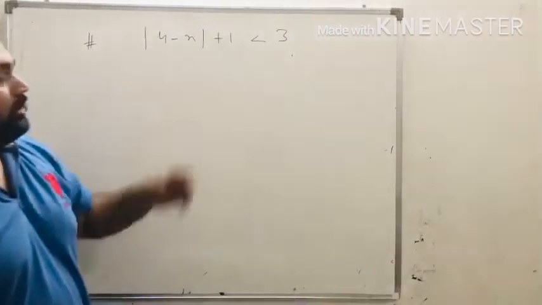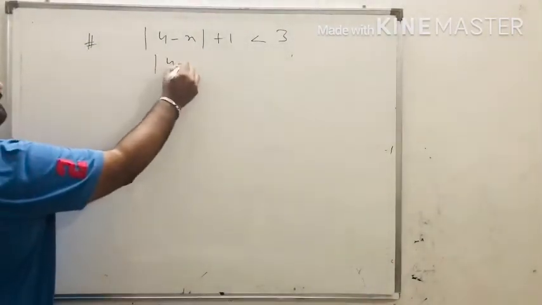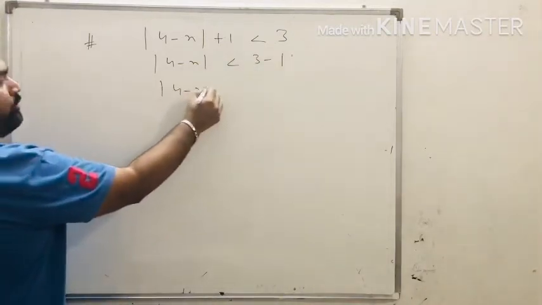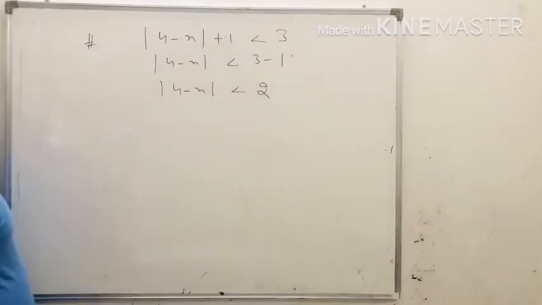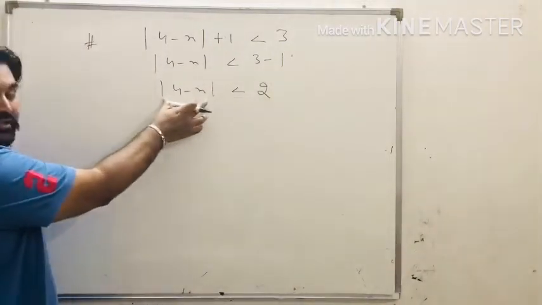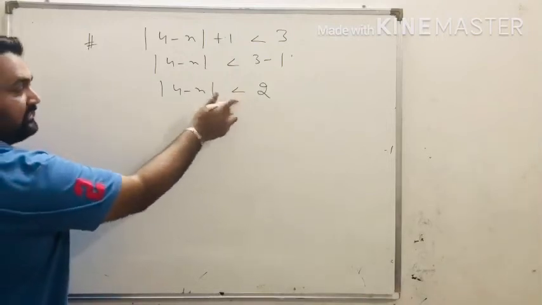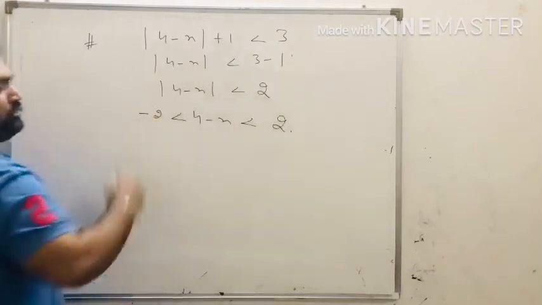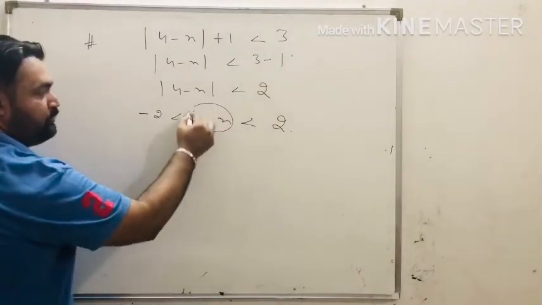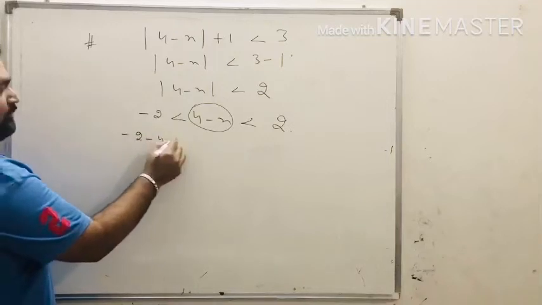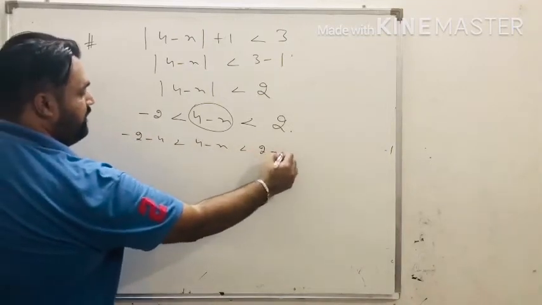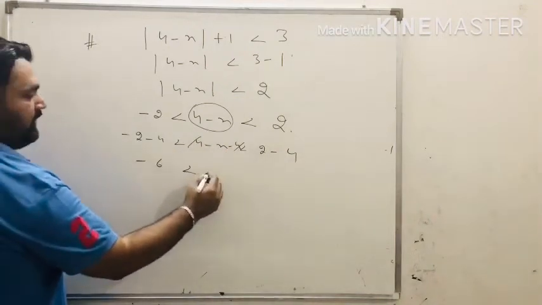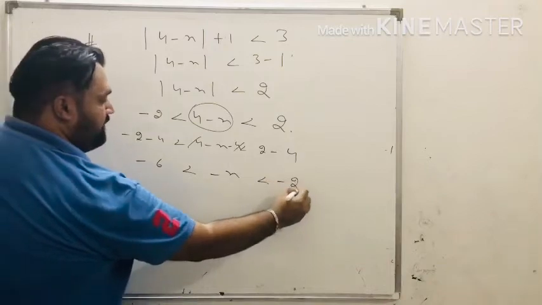So this is the next question related to the modulus function. In this question, first of all, we will shift the plus 1 to the other side. 4 minus x less than 2. So the sign is less than with the modulus function. Now the sign is less than, so the value of this function is minus 2 to 2. But here we have to find the value of x, so we subtract 4 in all the intervals. So this 4 cancels, minus 6 less than minus x less than minus 2.